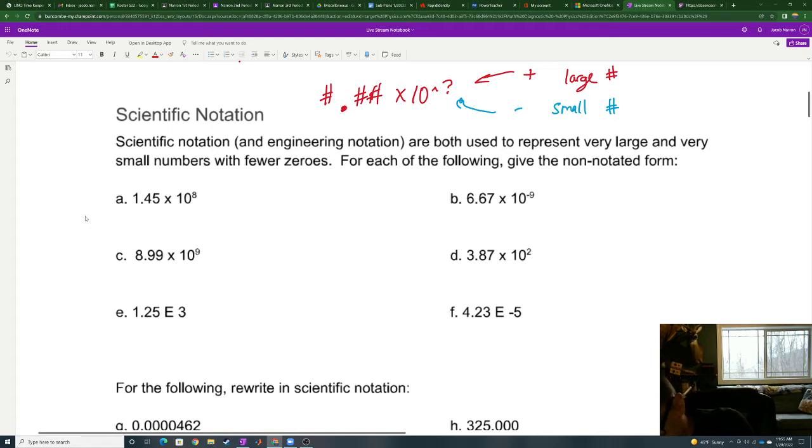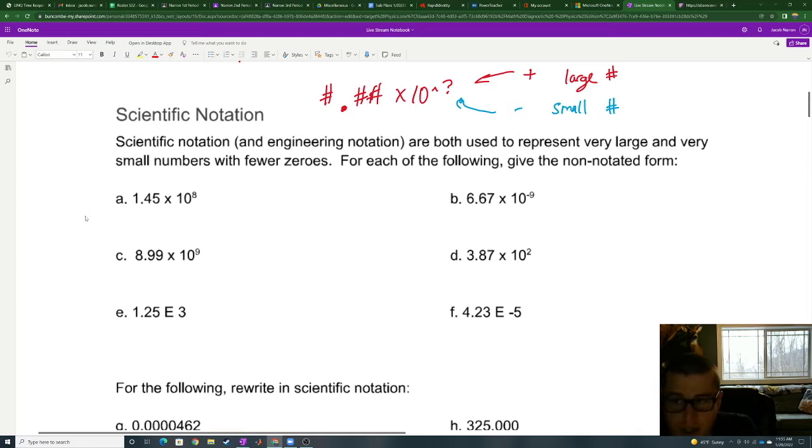So think about this. If we're making a big number, we want that decimal to move to the right. If it's a small number, like I'm going to skip ahead and look at B over here for a moment, we want that decimal to move to the left, because the further to the left the decimal moves, the smaller the number becomes. All right, so let's look at A first.